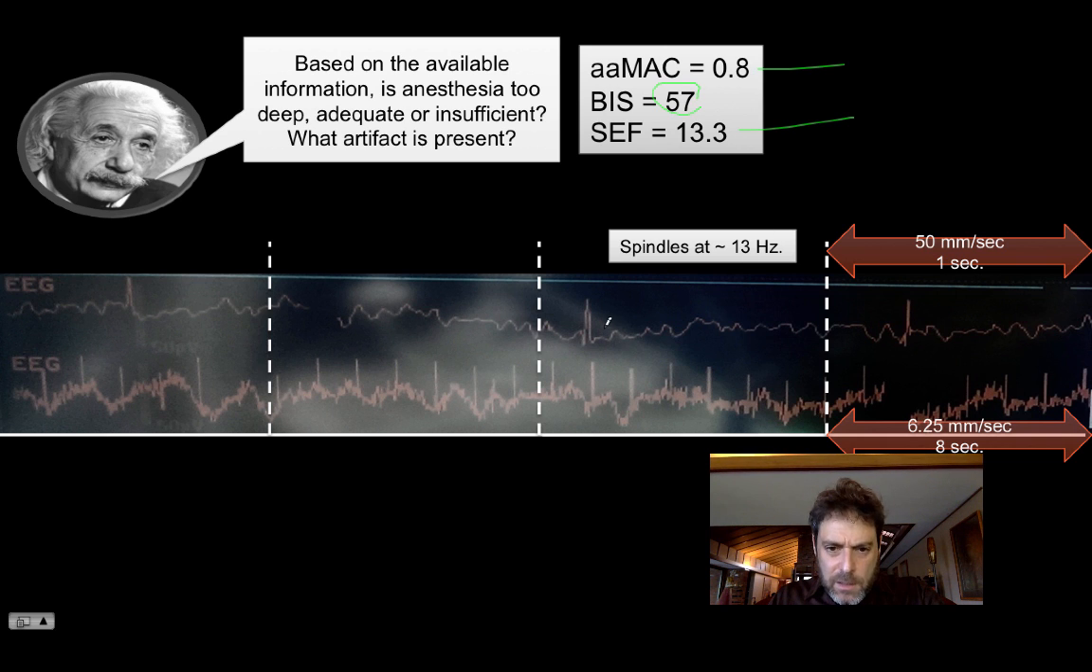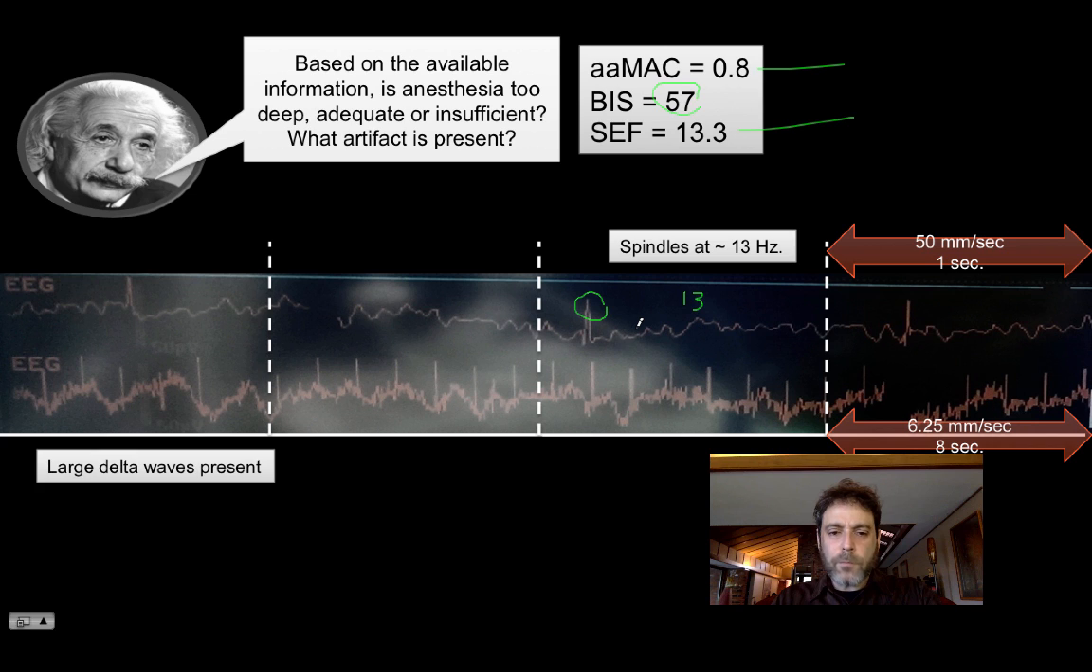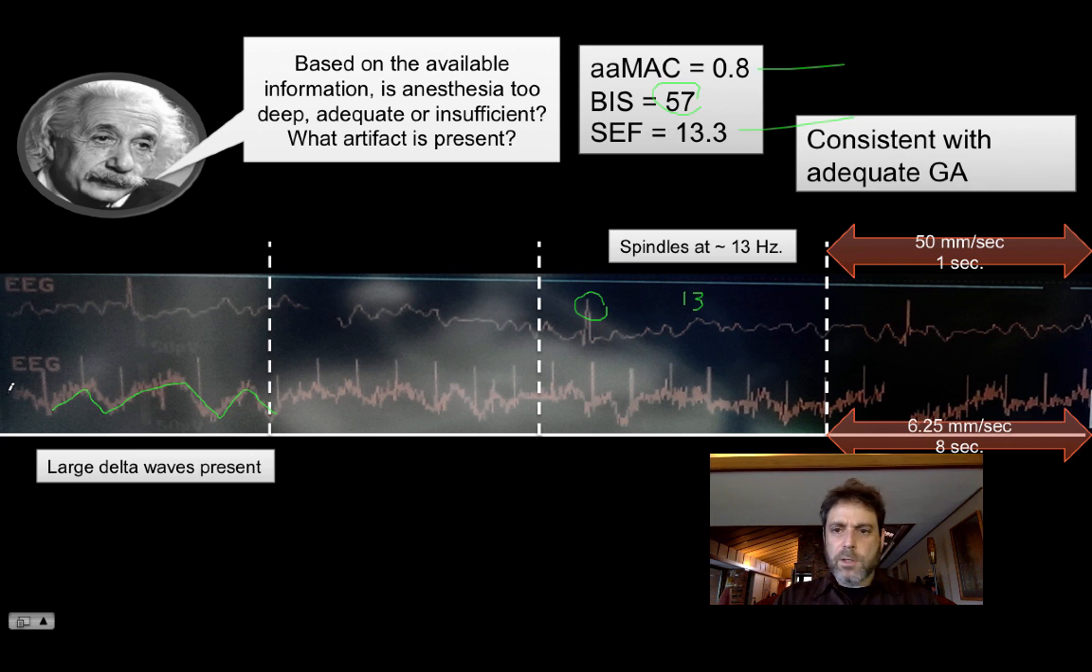So here we have spindles at 13 Hertz, 1, 2, 3, 4, 5, 6, 7, 8, 9, 10, 11, 12, 13 Hertz. So even when I count it after the fact, it's consistent. Now you'll ask why I didn't count this in a spindle, and this is a question I'm going to ask you. There are also really very consistently these large delta waves that are present, which I think are quite unmistakable, and they're at about half a Hertz. So I think that this is entirely consistent with adequate general anesthesia, despite the BIS of 57.